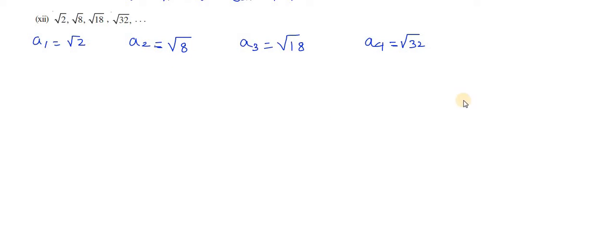Now we can write square root of 8 in the simplest form. How to write square root of 8 in simplest form? Here we need to split this 8 into two numbers, such that in the two numbers, one number is a perfect square. Do you know which are the perfect squares?